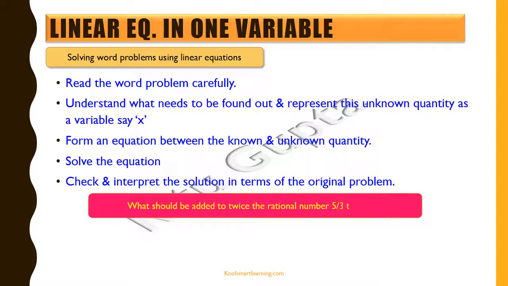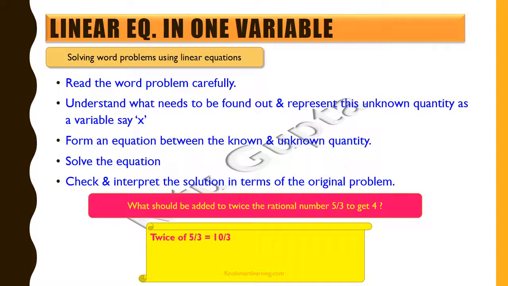One such example would be: what should be added to twice the rational number 5/3 to get 4? Now let's see what would be done. Twice of 5/3 is 10/3. The linear equation becomes x + 10/3, which is something added to twice the rational number, to get 4. So x + 10/3 = 4. x becomes equal to 4 − 10/3. This is transposing, and then x = 2/3.